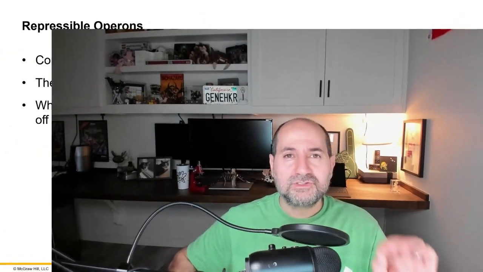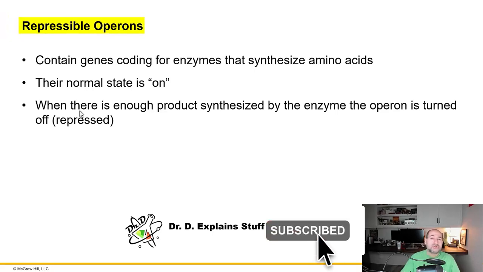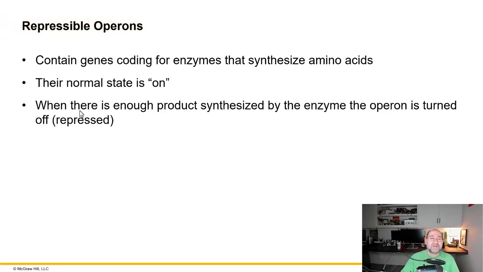Whereas inducible operons are normally off but can be turned on, repressible operons are normally on but can be turned off. That's what repressed means. It means to turn off. So their normal state is on. And usually repressible operons contain genes coding for the enzymes that synthesize a particular amino acid. Remember that there are 20 amino acids, and all 20 are necessary for building proteins. So bacteria need to make these amino acids all the time.